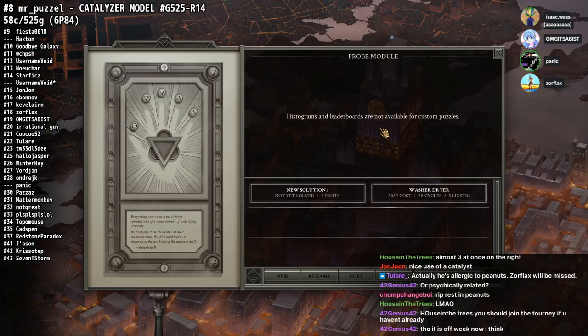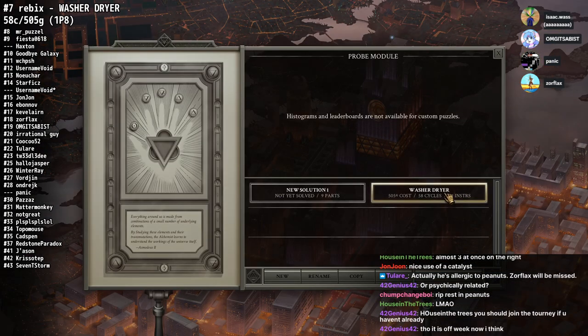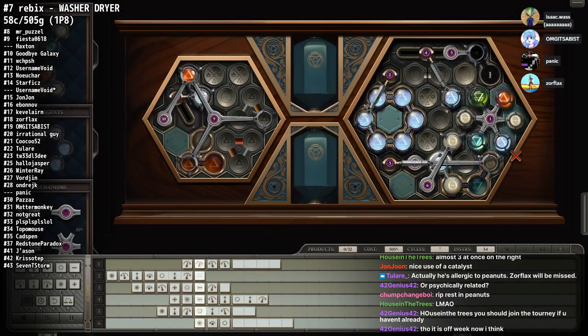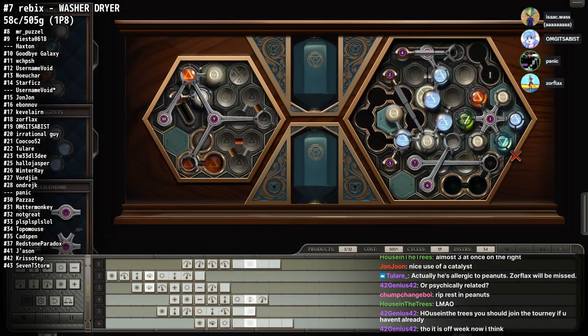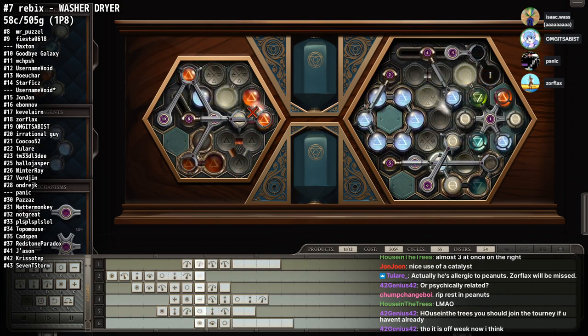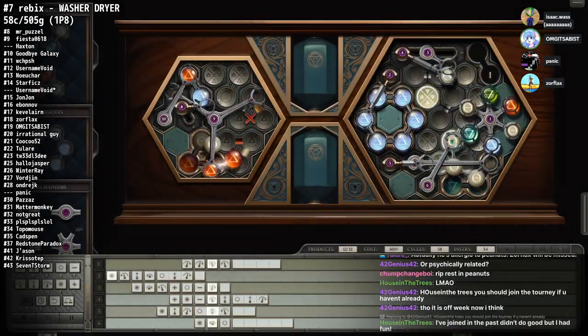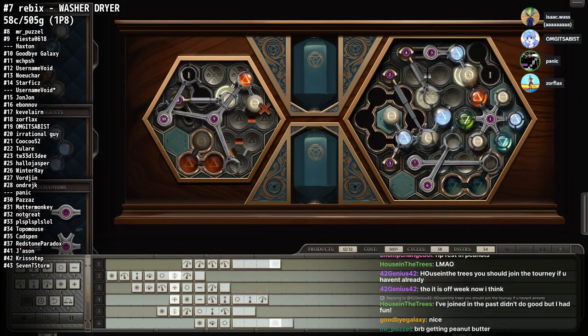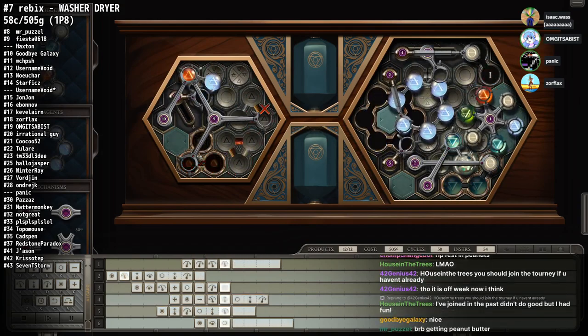Next up, another secondary drop. Wow. Rebix with Washer Dryer. Check out Arm 9. Where's Rebix Arm 9? Ah, Washer Dryer. Huge dryer. Awesome.